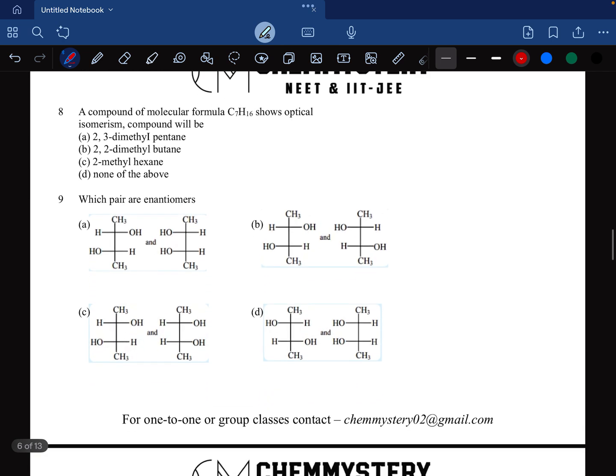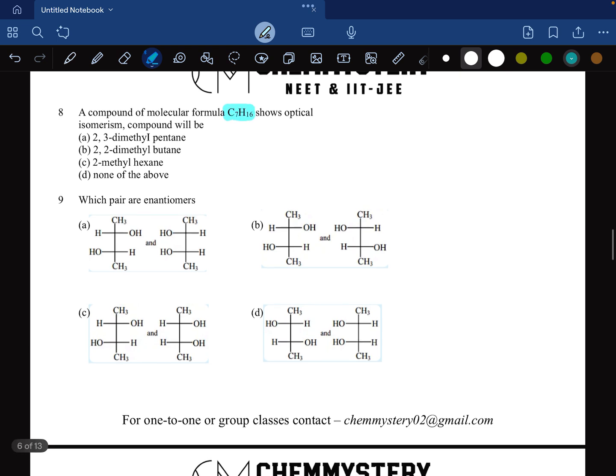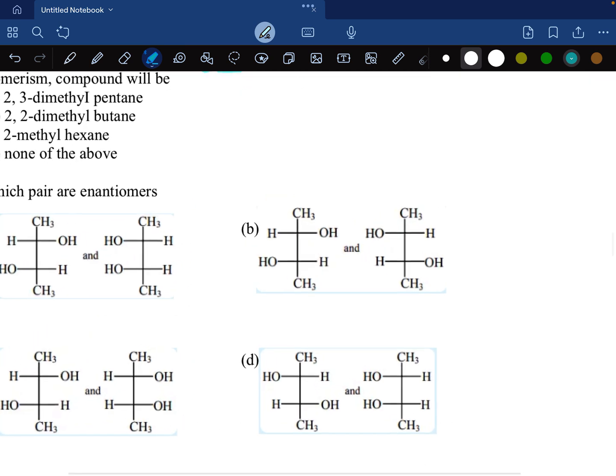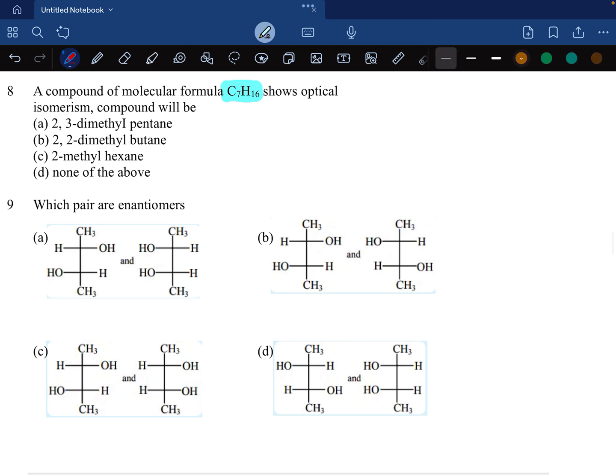Next, a compound with molecular formula C7H16 shows optical isomerism. So if C7H16 is showing optical isomerism, then what will be the compound? Options are given to you. Let's see. For optical isomerism, criteria is chirality and there should not be any symmetrical like plane of symmetry or center of symmetry, right?